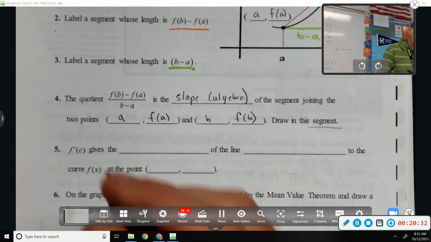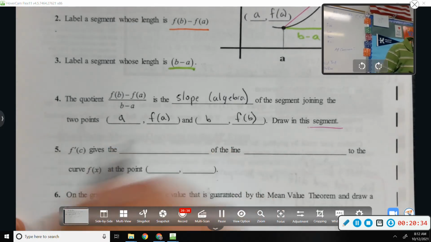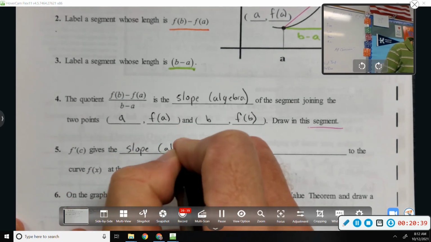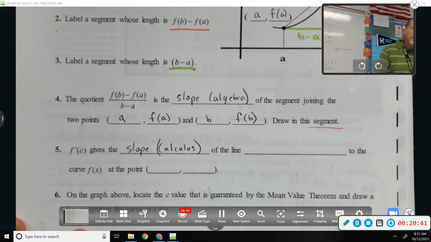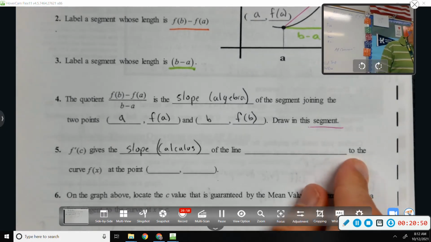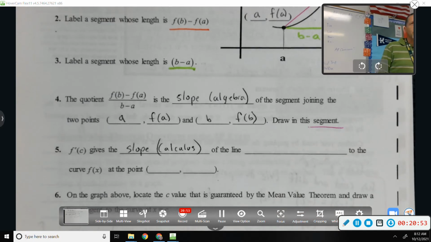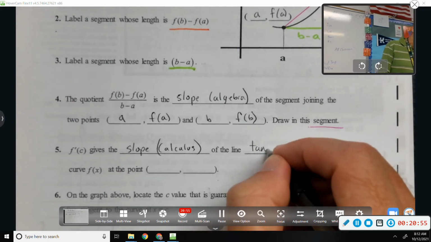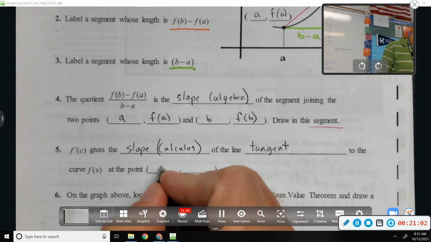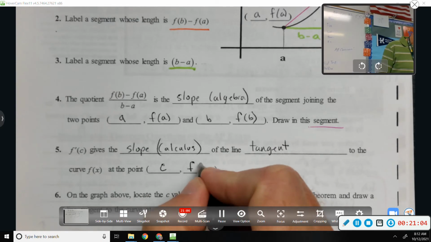Instantaneous rate of change. So I'm going to say, those are both correct, but I'm going to say slope, parentheses, calculus, which is the derivative, which is the instantaneous rate of change. So those are all correct answers. Of the line, blank to the curve, tangent to the curve, at the point c, comma, f of c.